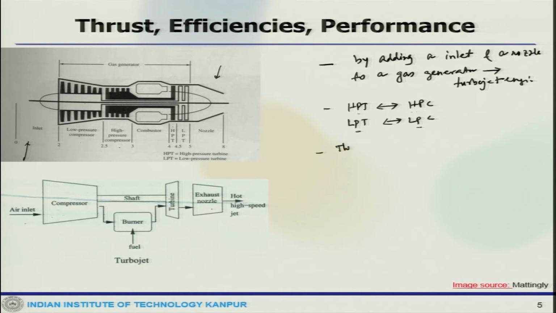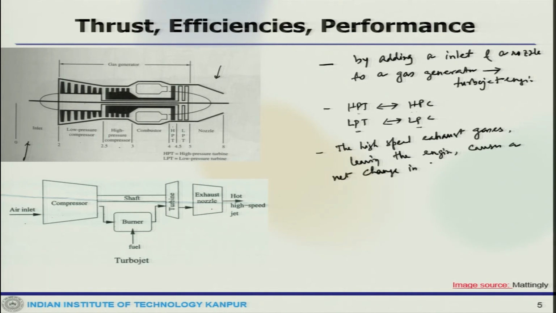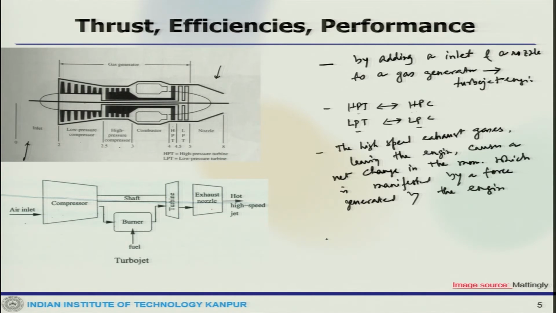Now, the high speed exhaust gases leaving the engine cause a net change in the momentum, which is manifested by a force generated by the engine, and this force is called thrust.